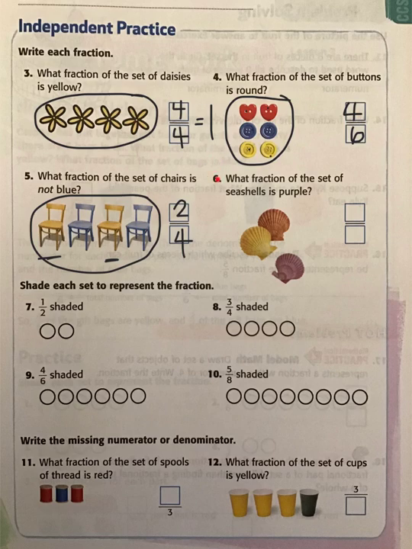Okay, let's look at number 6. What fraction of the set of seashells is purple? All right, so I see I have 1 purple. So I'm going to write a 1. And go back now, I need to count how many are in my whole, which are 3. So 1/3 of the shells are purple.